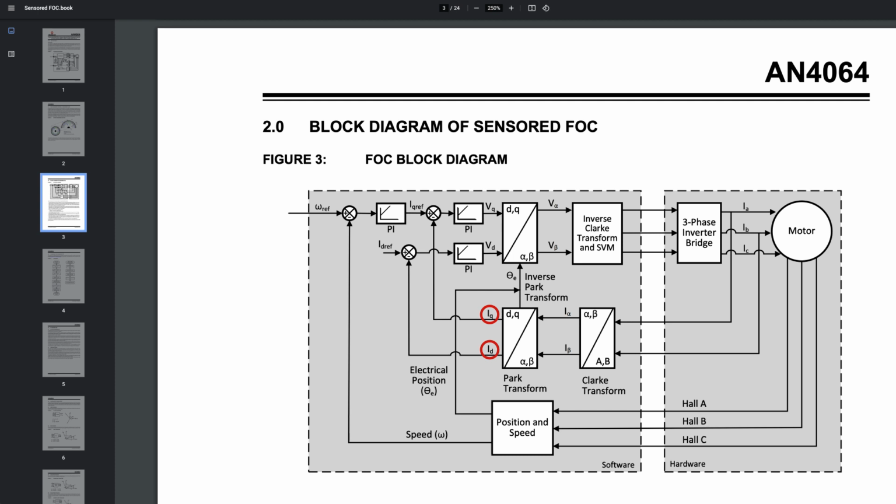Now these are fed back as errors to each respective PI loop, and the outputs of those PI controllers are VD and VQ respectively, which are voltage vectors. VD is for doing the flux control and VQ is for torque.